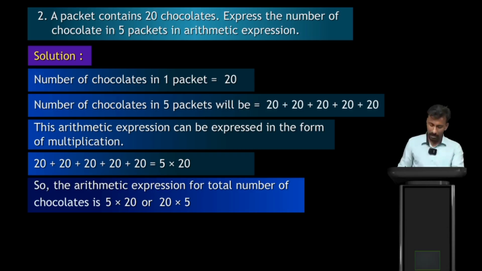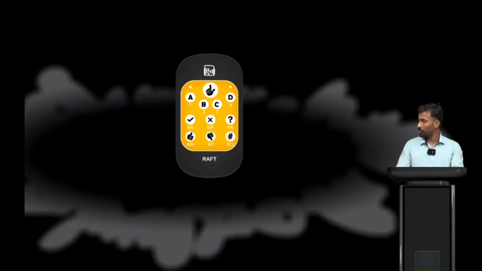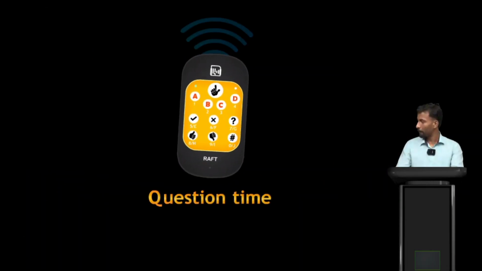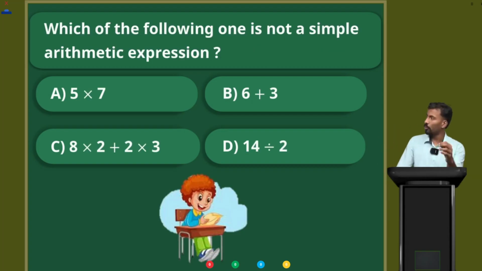Next, there is another question, time for you students. Look at the question. Which of the following is not a simple arithmetic expression? Option A, option B, option C, and option D. You have to find which of the following is not a simple arithmetic expression.